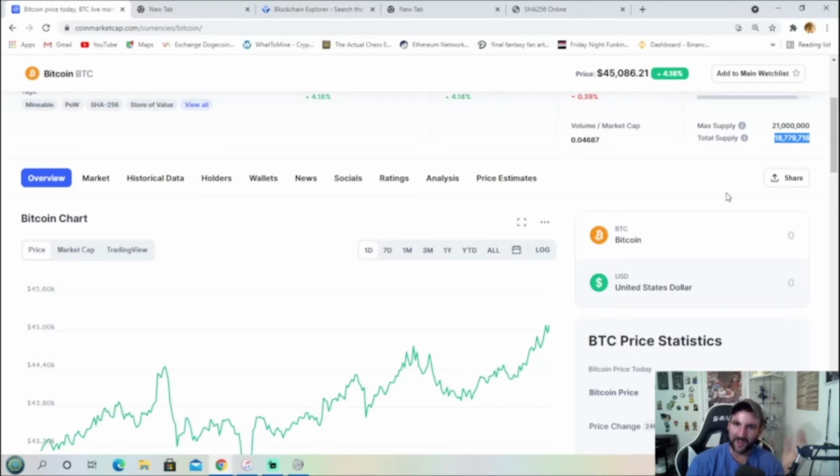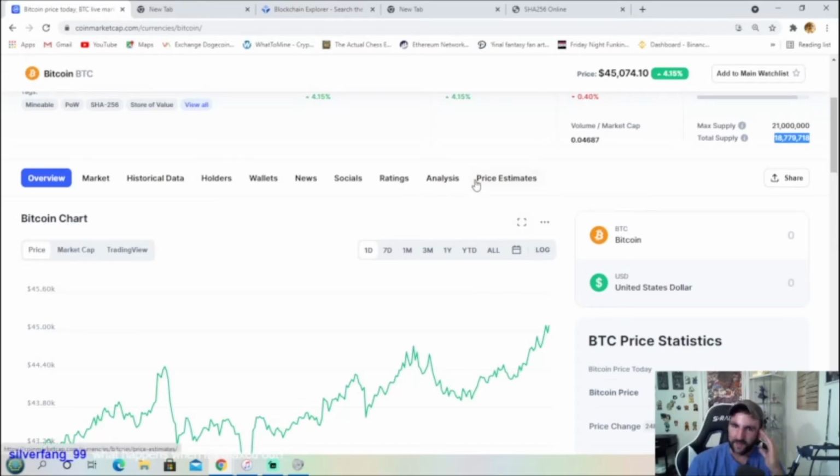It sucks though, because in the first 4 years it was like half of 21 million. So 10.5 million Bitcoin got mined the first 4 years, and then half of that in the next 4 years, it was like 16 or 15 million, and then it halved again, and then 17.5 million got mined, and now we're at 18.8 million.